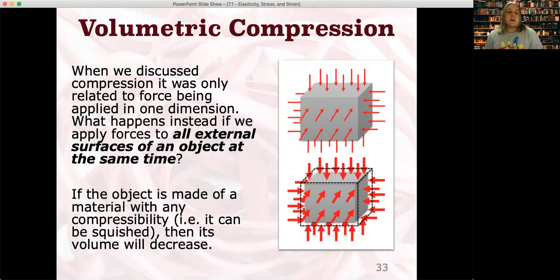So if the object is made of something with any compressibility, which as it sounds, is the ability to be compressed, then the volume would decrease as you increase that pressure. So as I said, putting it underwater or even having it in a high pressure environment, if you've got such a setup in a lab somewhere, you can increase the air pressure and watch the volumetric compression. So that's the whole thing, all three dimensions decreasing.